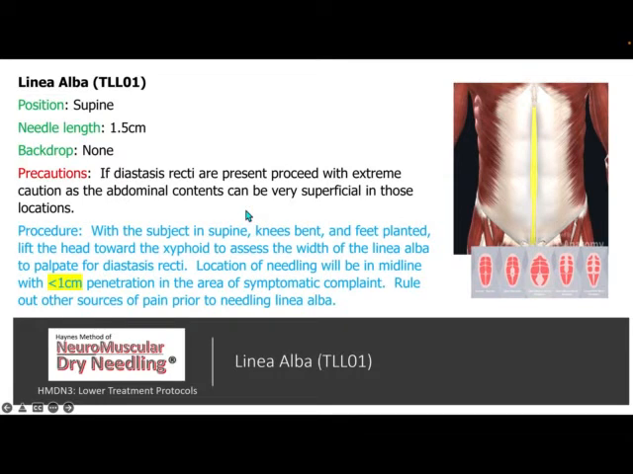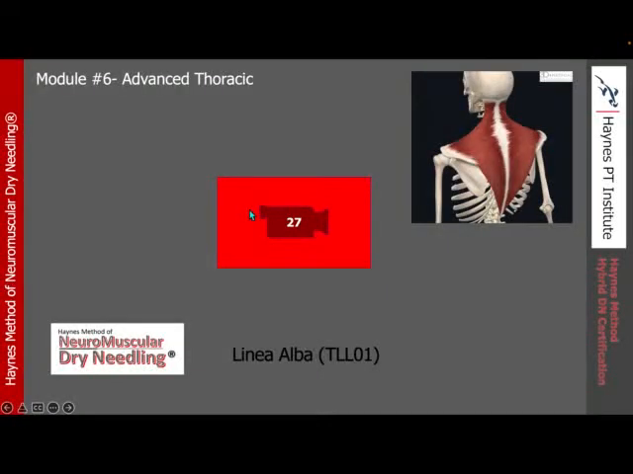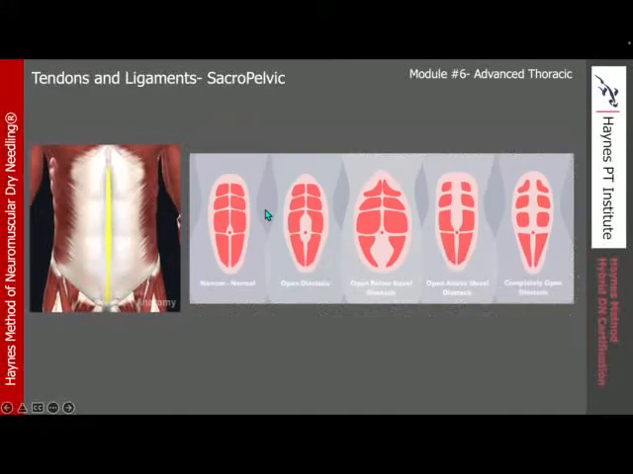And then the Linea Alba. I'm going to talk about the Linea Alba a little bit. So when and where and why would we dry needle the Linea Alba? I mean, a number of potential reasons. We don't do it frequently, but it can be done. With the Linea Alba, one thing we want to be cautious of is if there's a diastasis recti.